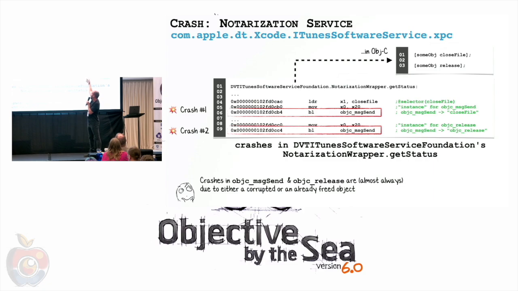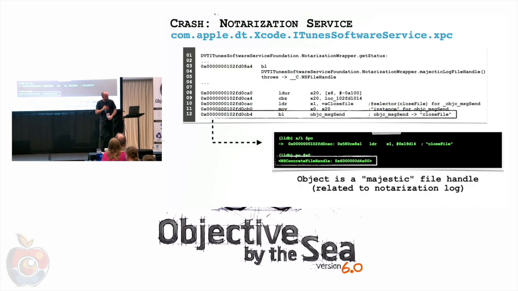And I've created the Objective-C code to show these are the two lines that are always causing the crash. And what we can see is actually that the object is the same. Now, if you see a crash occurring in an objc_msgSend call or a release call, this means that the object has either been corrupted or has been freed but is still being referenced. So let's dig into that a little more.